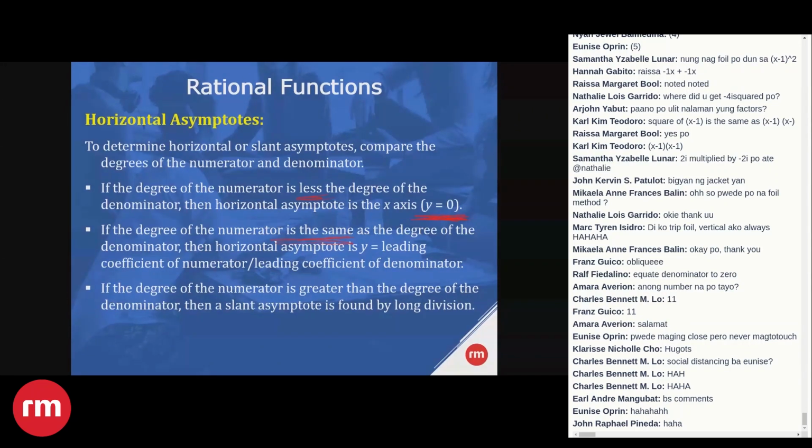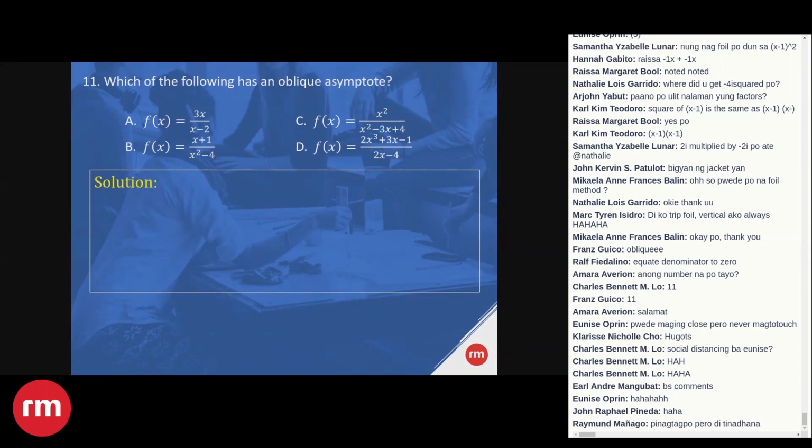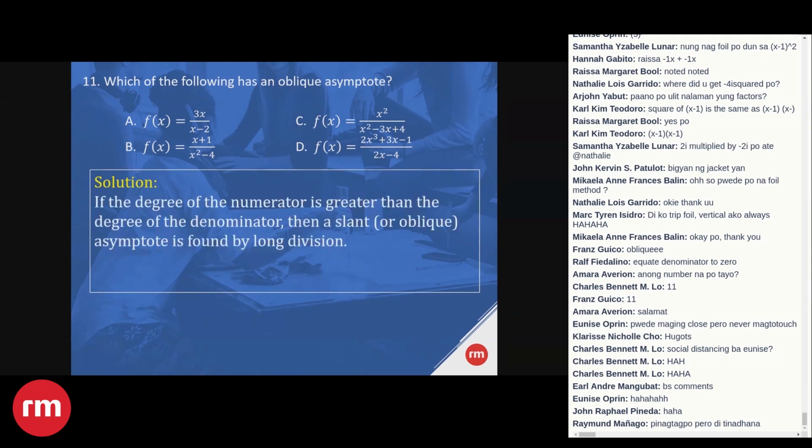And lastly, kapag ang degree ng numerator ay mas malaki sa degree ng denominator, it's the time na magkakaroon kayo ng oblique asymptote. Okay, let's try. So which of the following has an oblique asymptote? So sabi natin kanina, magkakaroon ng oblique asymptote kapag ang degree ng numerator ay mas malaki sa degree ng denominator. So dito sa apat na choices, posible lang yan sa letter D.